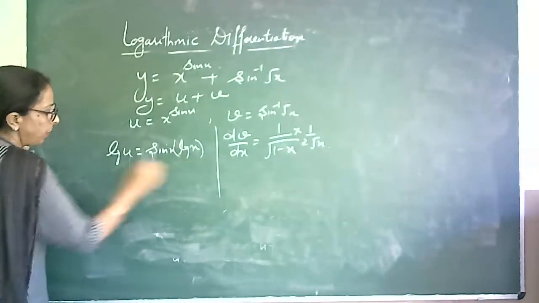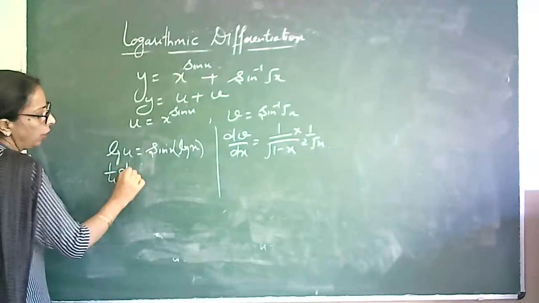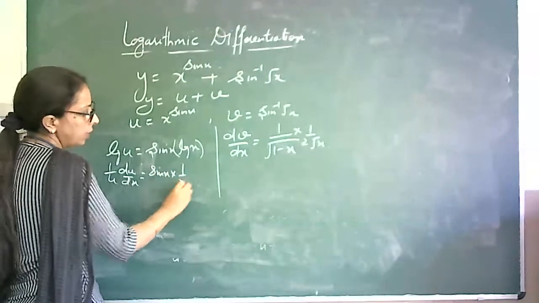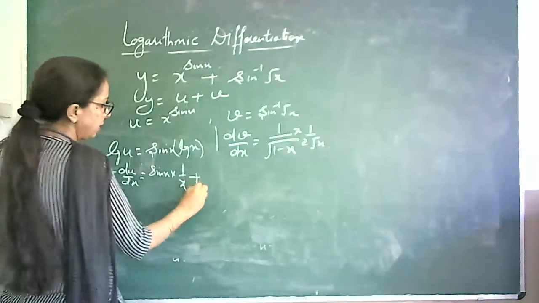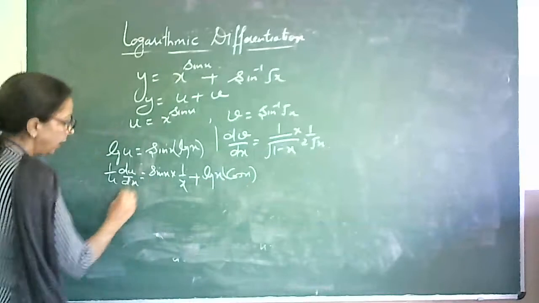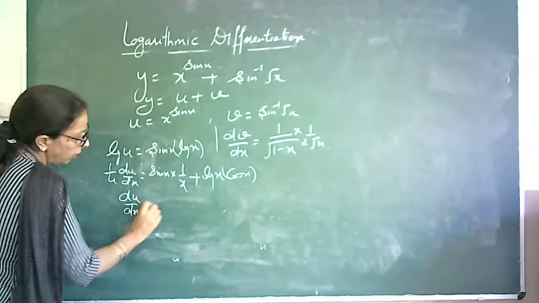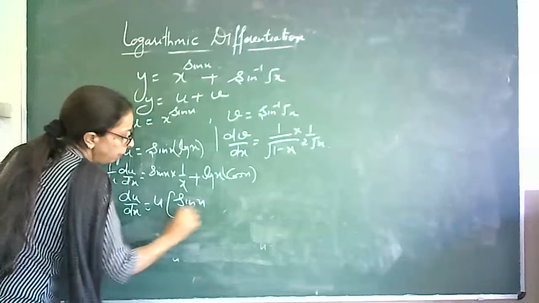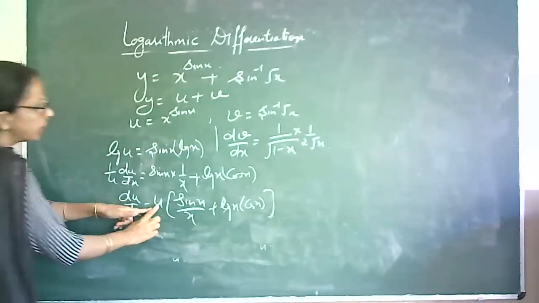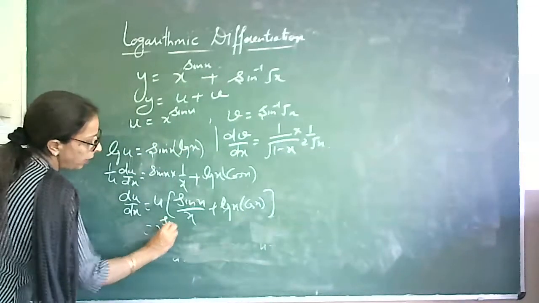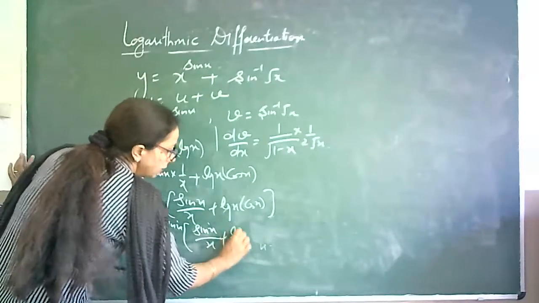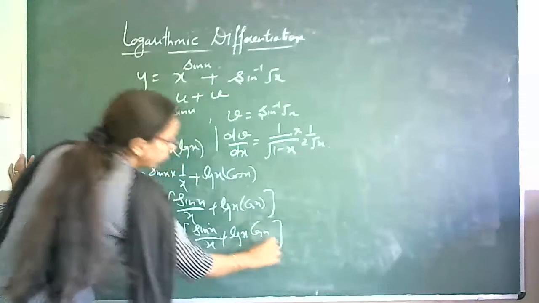Now differentiate it with respect to x. It is 1 by u du by dx is equal to sin x as it is, derivative of log x is 1 by x, plus log x as it is, derivative of sin x is cos x. Now what is du by dx equal to? This is u into sin x by x plus log x cos x. And what is the value of u? This is x raised to power sin x into sin x by x plus log x cos x. Alright children.